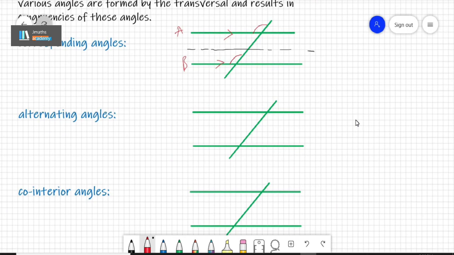Next congruency happens with alternating angles. Again, given we have a straight line dividing the transversal at this point, we see that the angle here alternates with the angle on the other side at this point. So we call them alternating angles. And again, alternating angles are equal to each other given the two distinct lines are parallel to each other. So if we have here 100 degrees, here would also be 100 degrees. Same for the first. If we have here 100 degrees, here would also be 100 degrees.